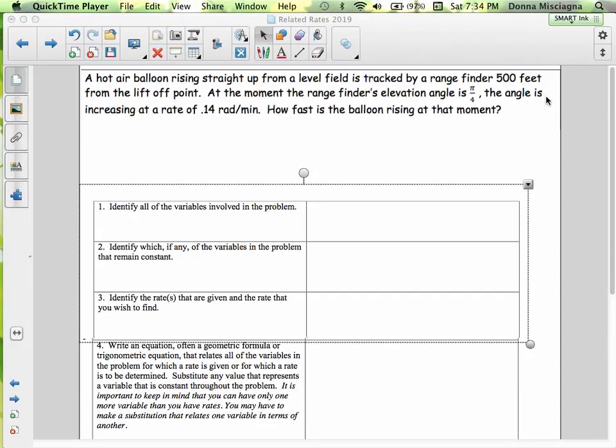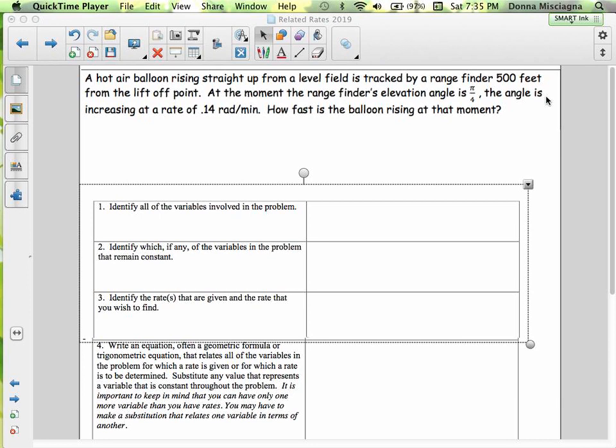A hot air balloon rising straight up from a level field is tracked by a rangefinder 500 feet from the liftoff point. At the moment the rangefinder's elevation is pi fourths, the angle is increasing at a rate of 0.14 radians per minute. How fast is the balloon rising at that moment?